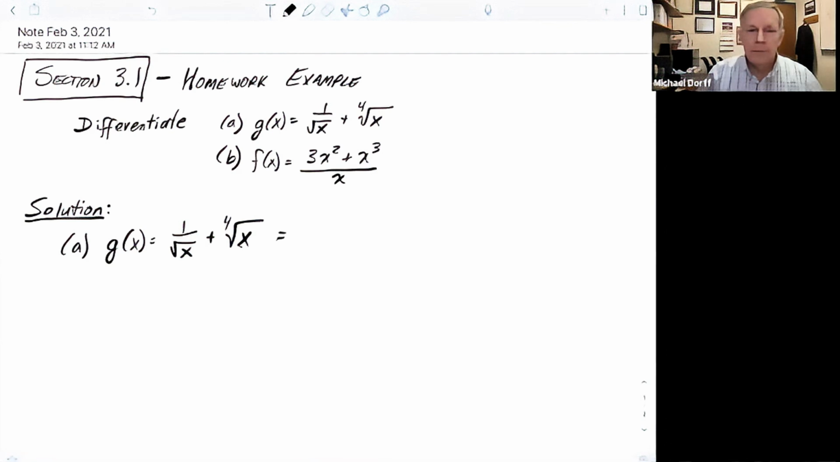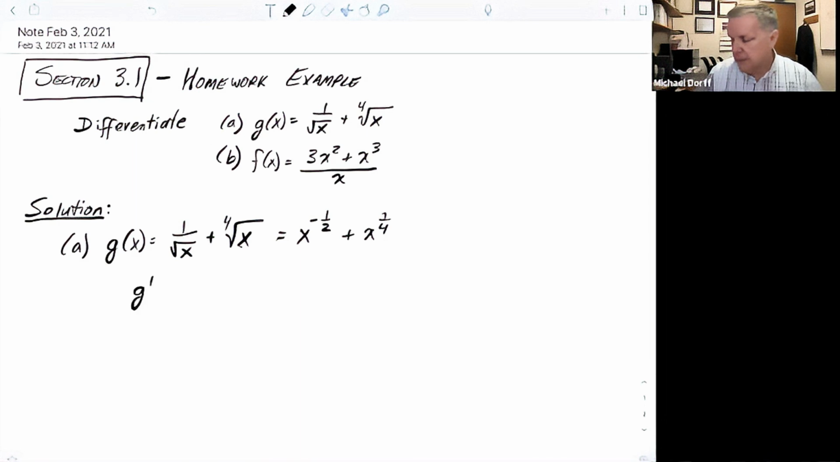So 1 over the square root of x. Well, the square root of x is x to the 1/2 power. Because it's in the denominator, that's going to mean 1 over the square root of x is equal to x to the negative 1/2 power. Again, if something is in the denominator with a power, if I want to write it in the numerator, then I make that exponent negative. The second term, I have the fourth root of x. So that's going to be x to the 1/4 power.